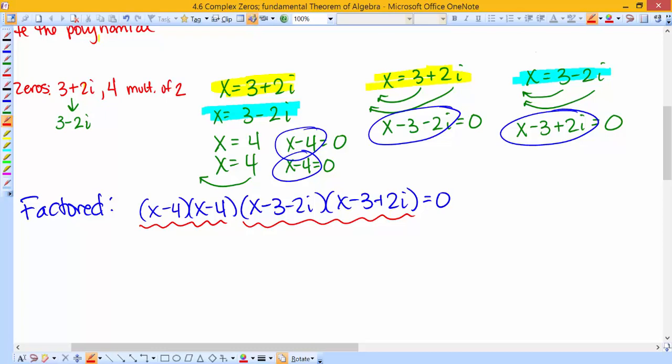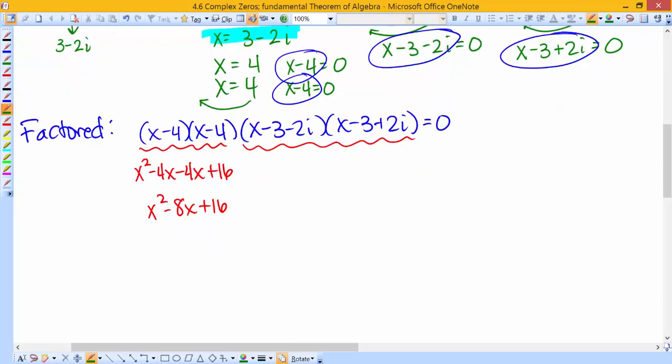Now when I multiply x minus 4 and x minus 4, this gives me x squared minus 4x minus 4x plus 16, which is x squared minus 8x plus 16. So there's that one. Let me switch colors now.